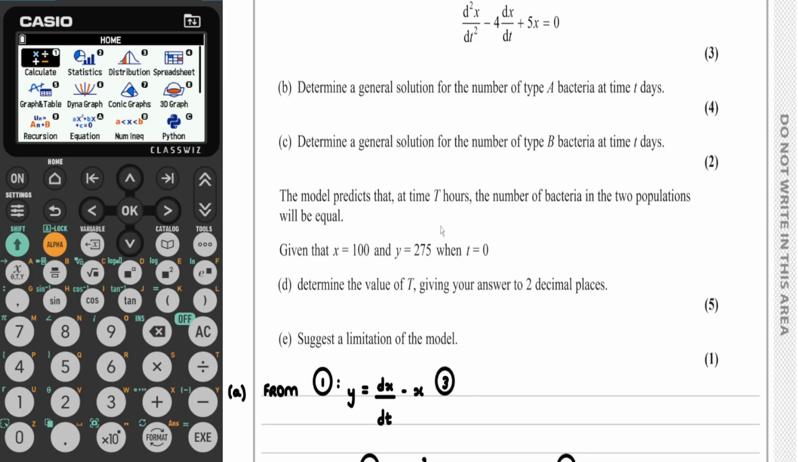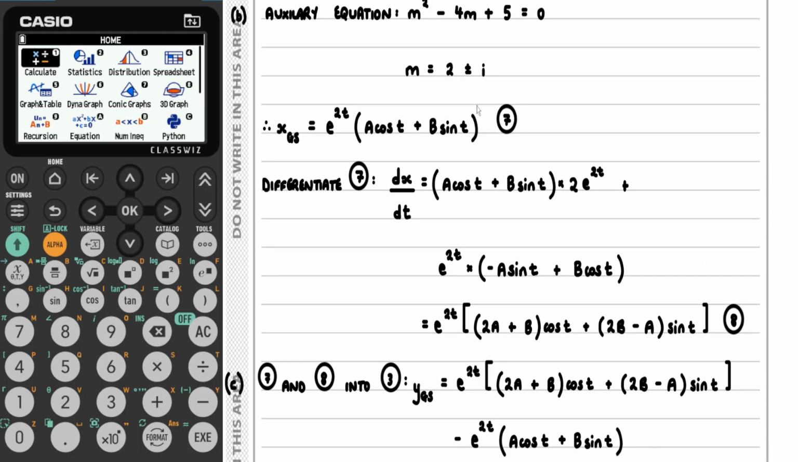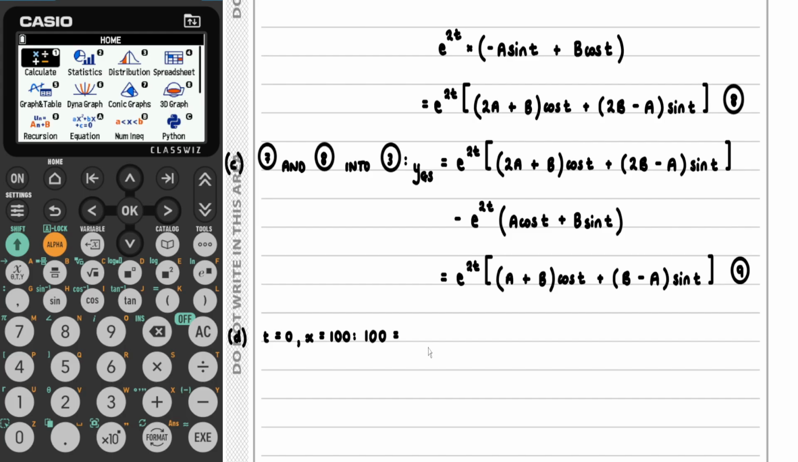The model predicts that at time t the number of bacteria in the two populations will be equal. Given that x equals 100 and y equals 275 when t equals 0, part D, determine the value of t giving an answer to 2 decimal places. So when t equals 0, x is equal to 100. So what I need to do is substitute this into equation 7. So I've got 100 equals e to the 0 times (a cos of 0 plus b sin of 0). I know that cos of 0 is just 1, so I've got a which is equal to 100.